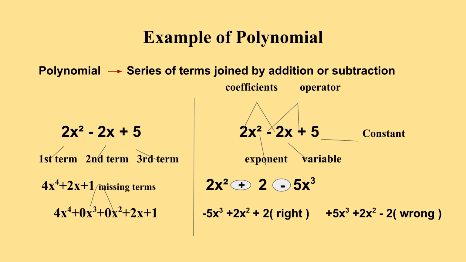It is called the operator. The power of x is 2 here, and here it is 1. It is called an exponent. Here 5 is a constant term. Next, we can write a term 4x^4 + 2x + 1.